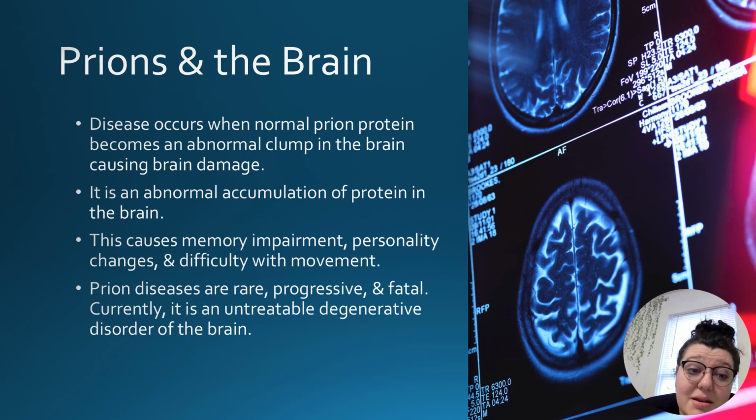Prion disease is actually really rare. It is progressive and it is fatal. Currently, it is an untreatable degenerative disorder of the brain. So prions cause brain damage, and that is the end.